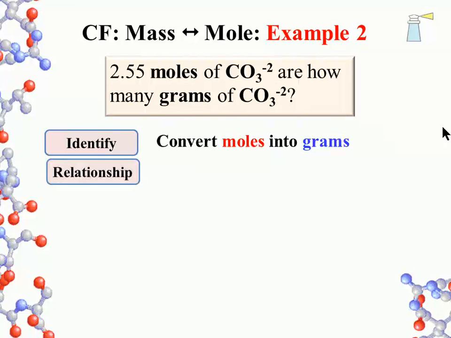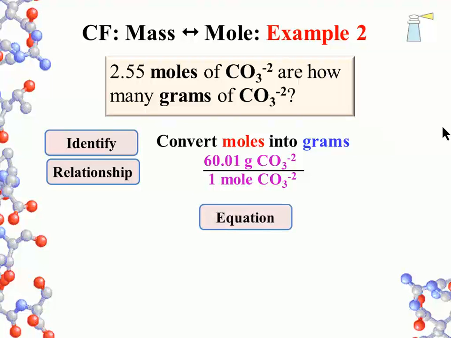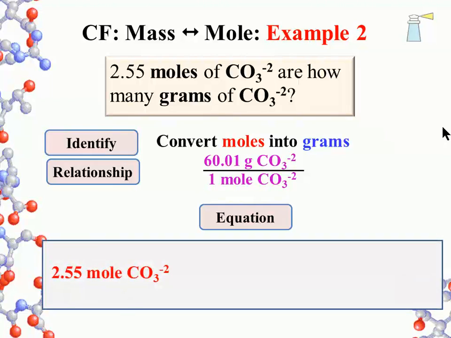The relationship between moles and grams is the molecular weight. The molecular weight of carbonate is 60.01 grams per mole. The process of getting the molecular weight is not shown here so that the focus remains on the current lesson. The next step is to set up an equation that has the current units or given units on the left-hand side and the desired or wanted units on the right-hand side.